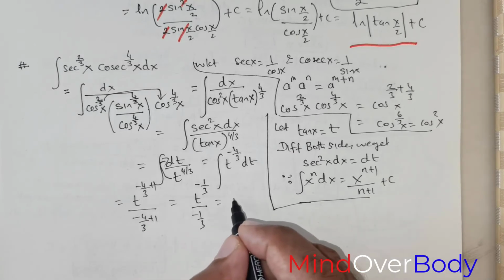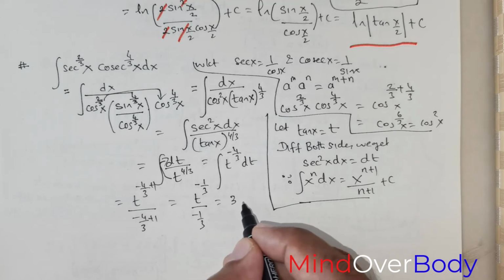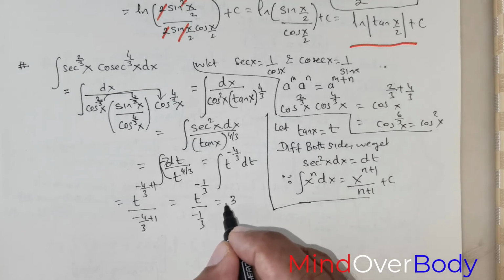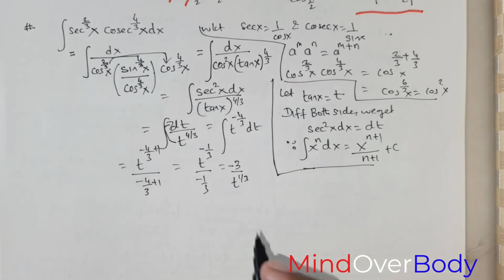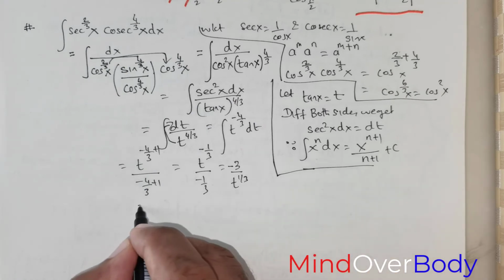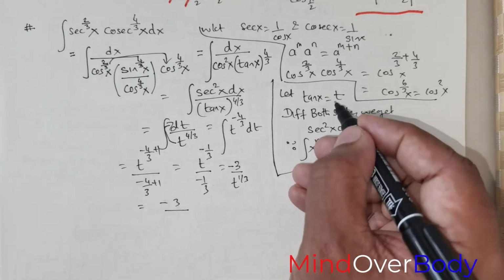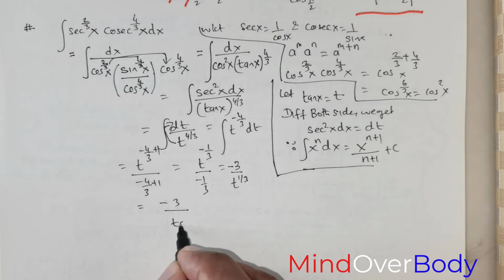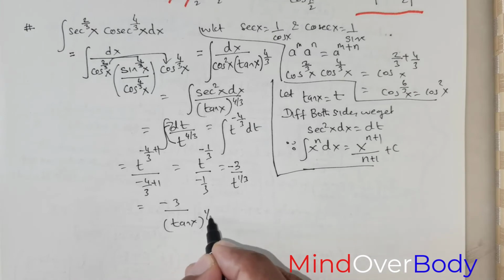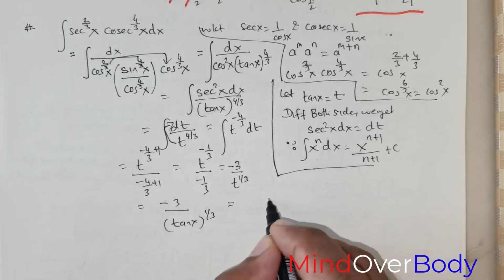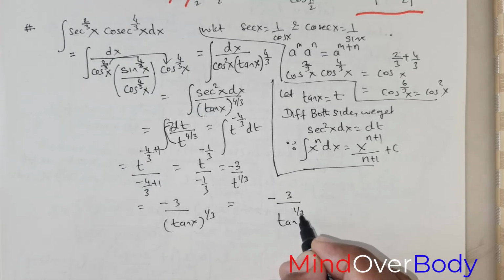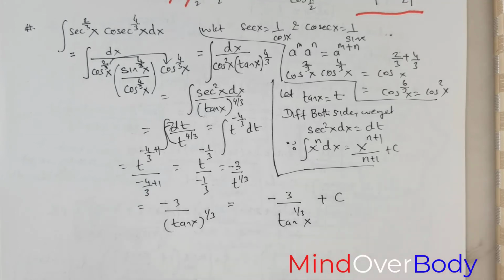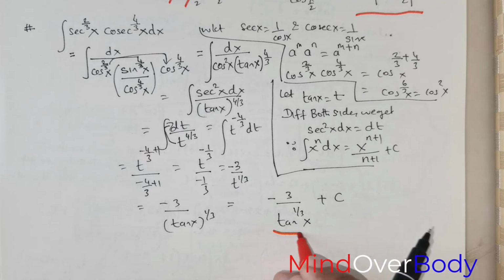which can be flipped and rewritten as 3 over, of course I will have a negative sign, I can push this down, 1 over 3, right? So this is equal to negative 3 over, my t is tan x, so this is going to be tan x raised to the power of 1 over 3, or you can rewrite it as negative 3 over tan raised to the power of 1 over 3 times x, plus arbitrary constant c, and this is a good place for us to draw the red line.